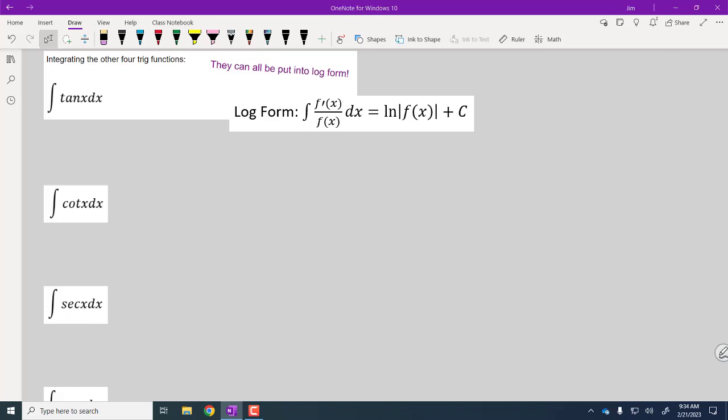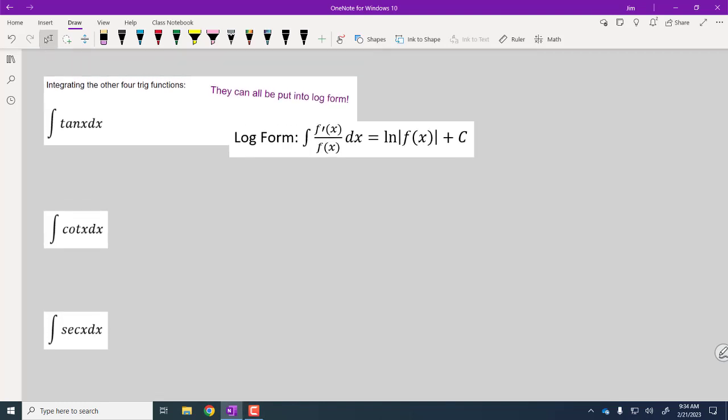So the simple 2 are tan and cotan. Let's rewrite these with their quotient form. So there's the rewriting of tangent as a quotient. It's almost in log form. What is the one tweak we need to make? The minus sign. So for it to be in log form, the denominator's derivative has to be exactly the numerator.